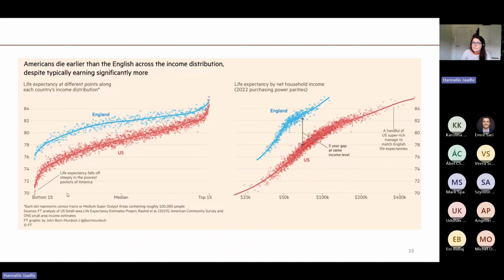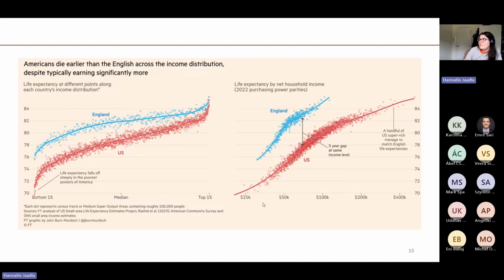On the left side, we have the distribution of income, from the bottom 1% to the top 1%, and we have different geographical areas by level of income and life expectancy. And we see England has higher levels of life expectancy at all levels of average income. Only in the latter part does the top 1% in the US get closer to England in life expectancy. And life expectancy, as he mentions here, falls very steeply for the bottom 1% in the US.